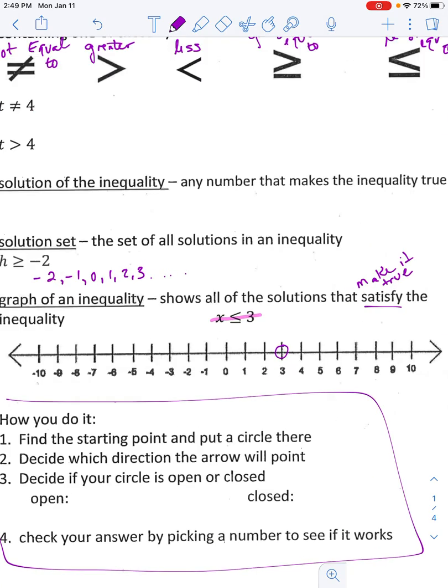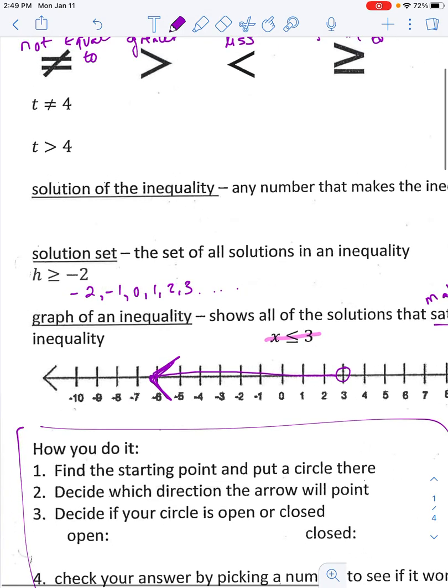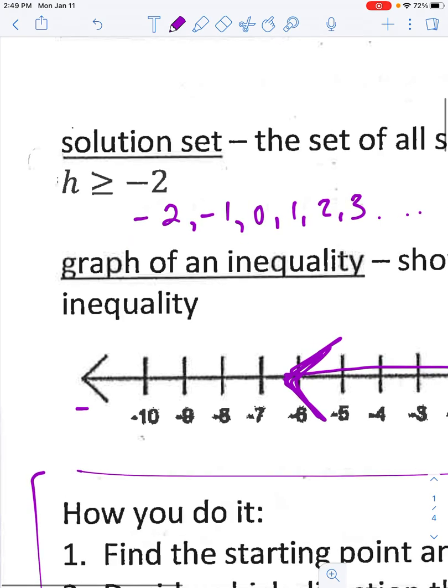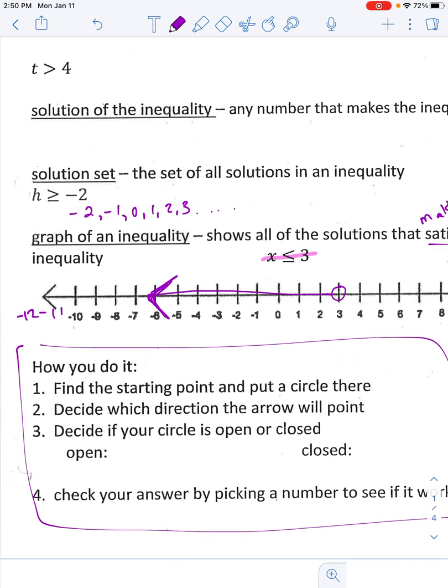Okay, decide which direction the arrow will point. Well, x is all of the numbers that are less than or equal to 3. So all of these numbers would satisfy, or make it true. I want you to make sure you have arrows on all of your graphs, okay? Because it goes on beyond -10. It keeps going on and on and on. So put that arrow there.